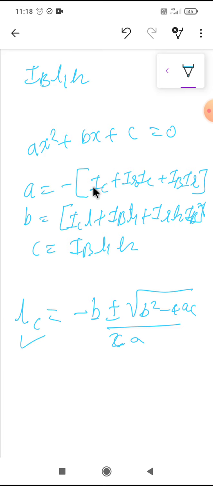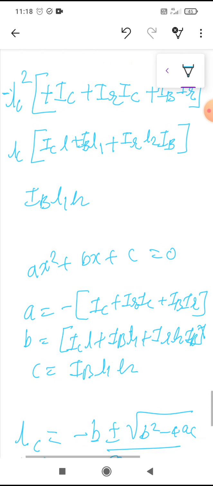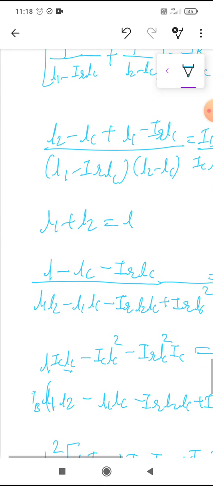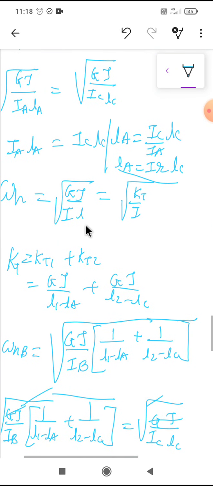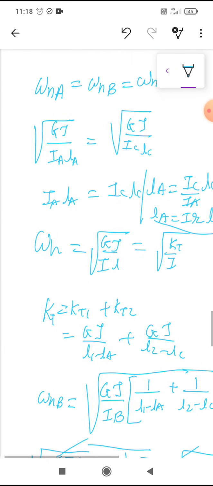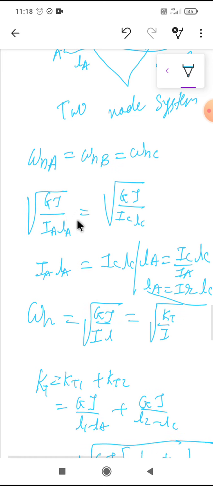After we have found C, we can find LA also. So this is the three rotor system in which we have found the length, and after finding the length, we can get the natural frequency of all the rotors, because in the natural frequency of rotor ABC, the only unknowns are LA, LC. So we can get the natural frequency. This is a three rotor system with two node system.